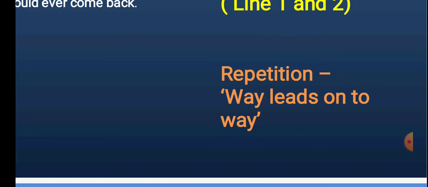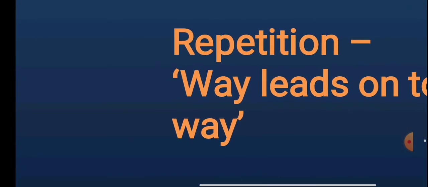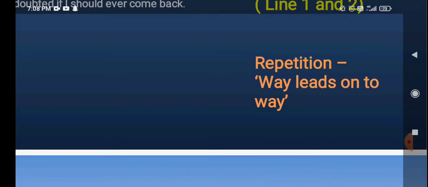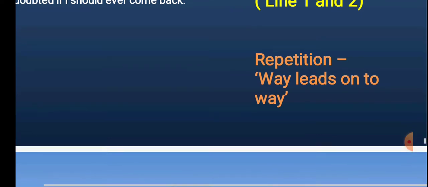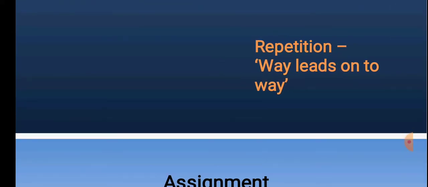And repetition is a poetic device where words are repeated. Way leads on to way. Here the word way is repeated. Earlier, in alliteration, we read that only a single letter is repeated, whereas in repetition the whole word is repeated.